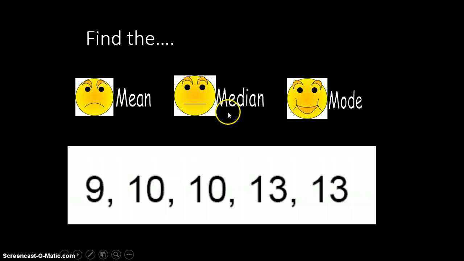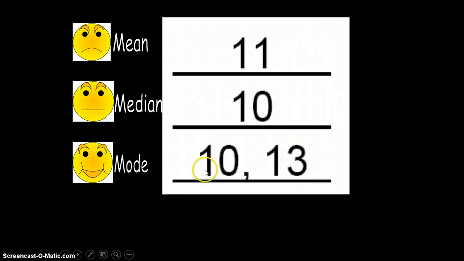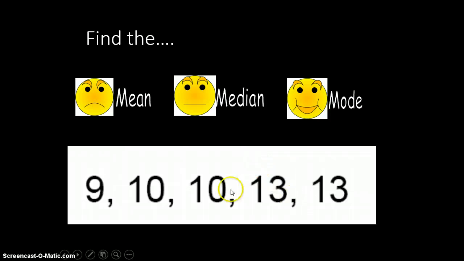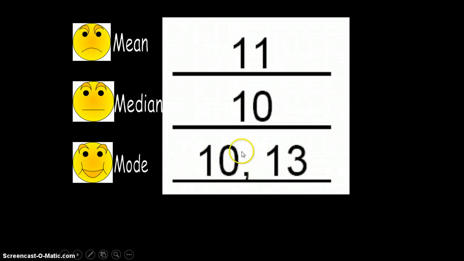So we got 11 for the mean, 10 for the median, and 10, oh, I must have missed one. If I go back, yep, 13's also there. So I get two modes, most common, 10 and 13.